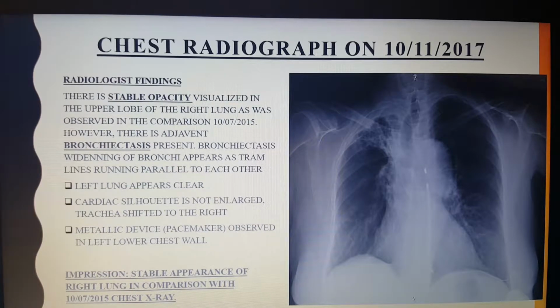However, the radiologist did mention that there's adjacent bronchiectasis present. Bronchiectasis is basically the widening of bronchi, and it appears as tram lines running parallel to each other on radiographs.